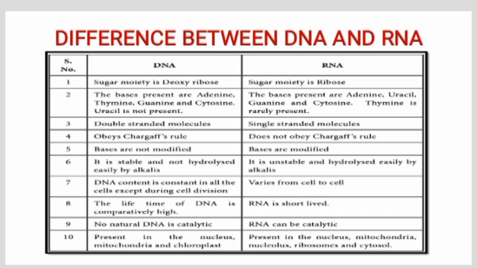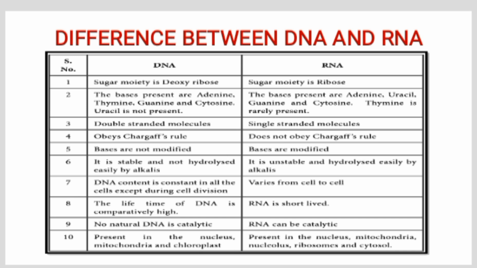Finally, the differences between DNA and RNA. In DNA, the sugar moiety is deoxyribose. In RNA, the sugar moiety is ribose. The bases present in DNA are adenine, guanine, cytosine, thymine. In RNA, adenine, guanine, cytosine, uracil. The DNA molecule is always double-stranded. RNA is a single-stranded molecule.